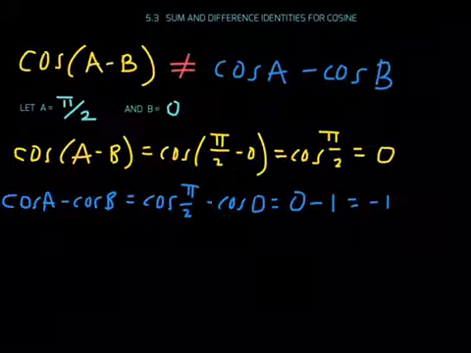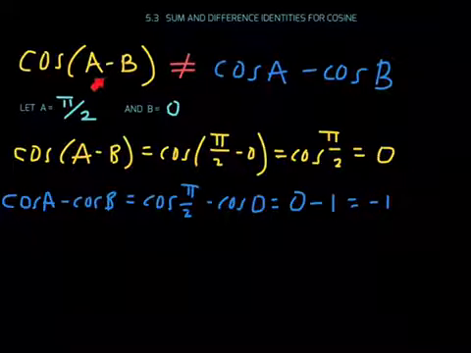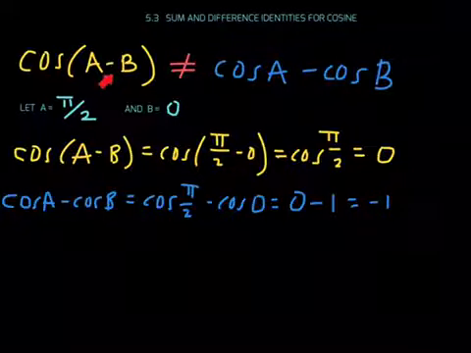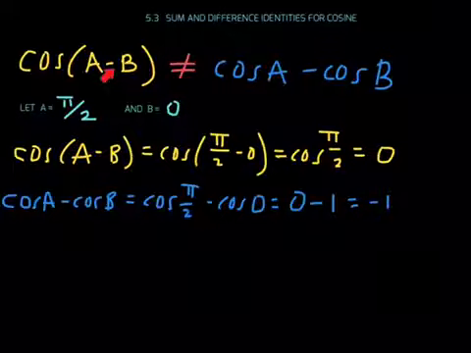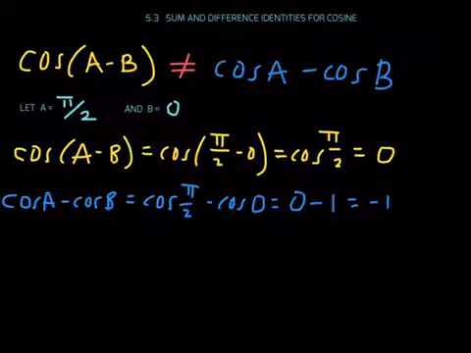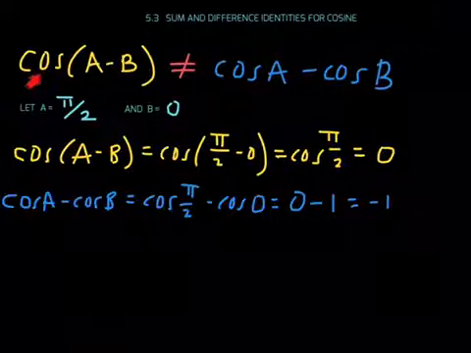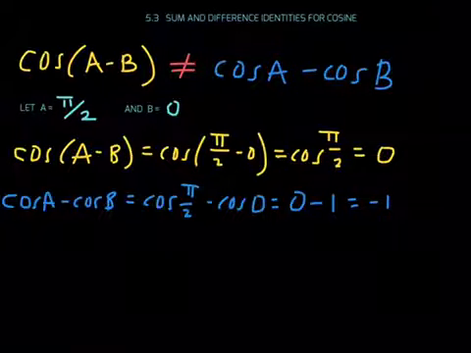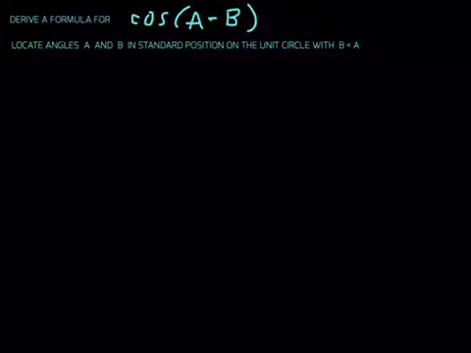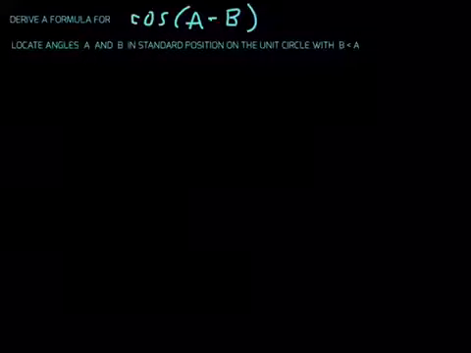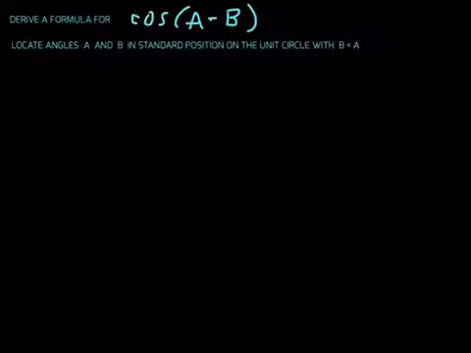So then what is cosine of the quantity A minus B? That's what I wish to show you in the first few minutes of this video. What is the identity? What is cosine of the quantity A minus B really equal to? To derive a formula for cosine of A minus B, let's locate two different angles, A and B, in standard position on the unit circle, with the condition that B is less than A.